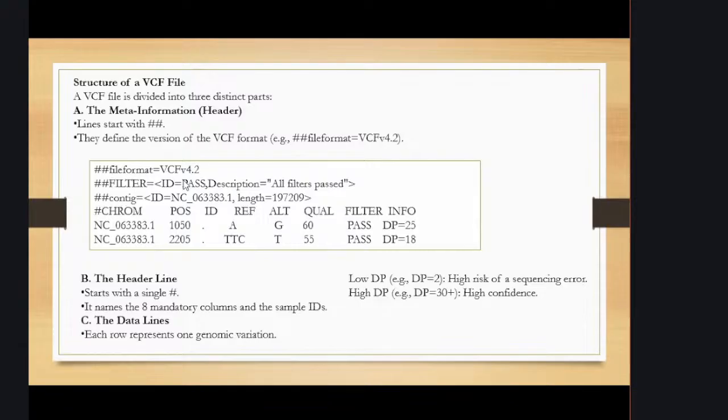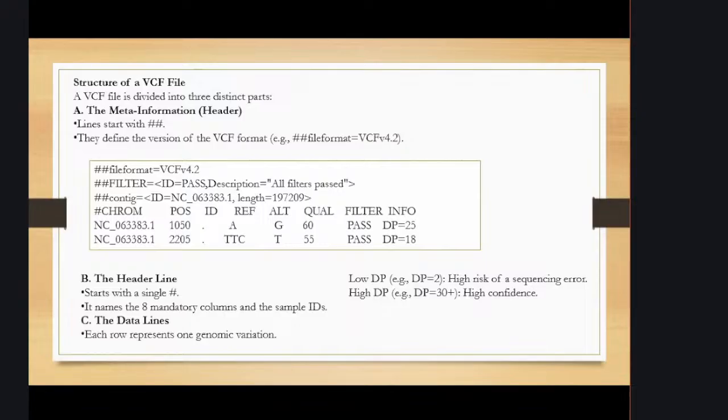If there are two hashes, it means these lines give the header information: the version of the file format, what reference ID is used, and what the length is. So all this information you will get at the start, where there are two hashes, right?